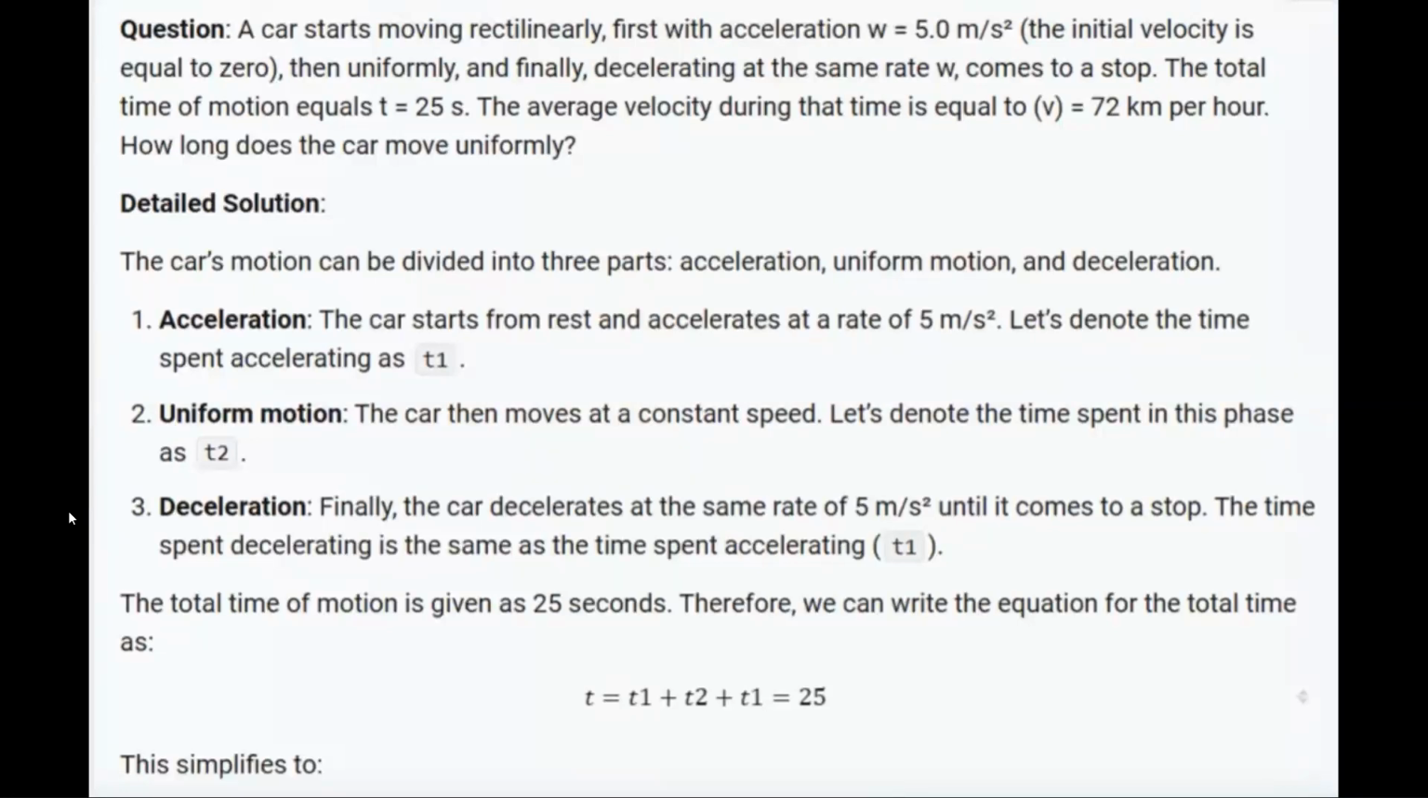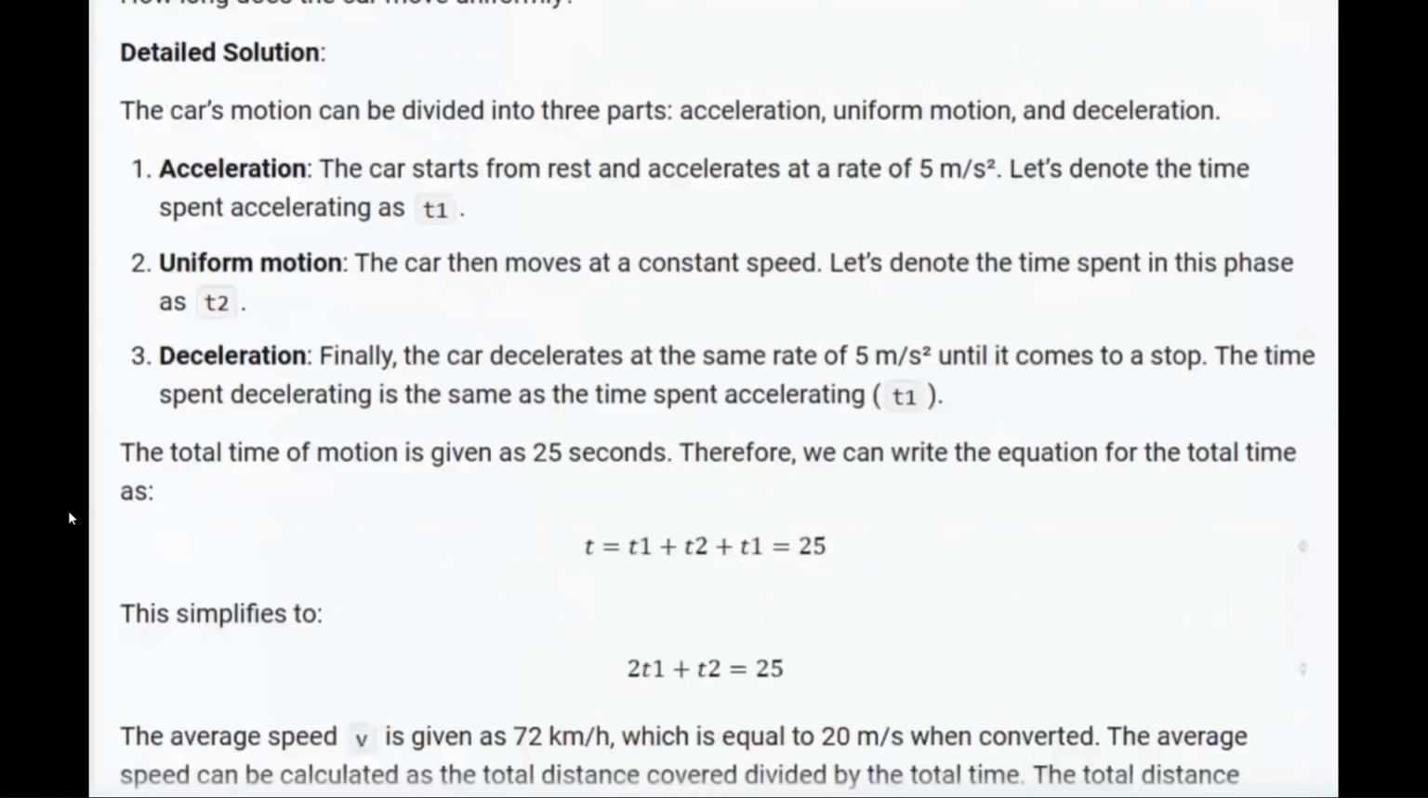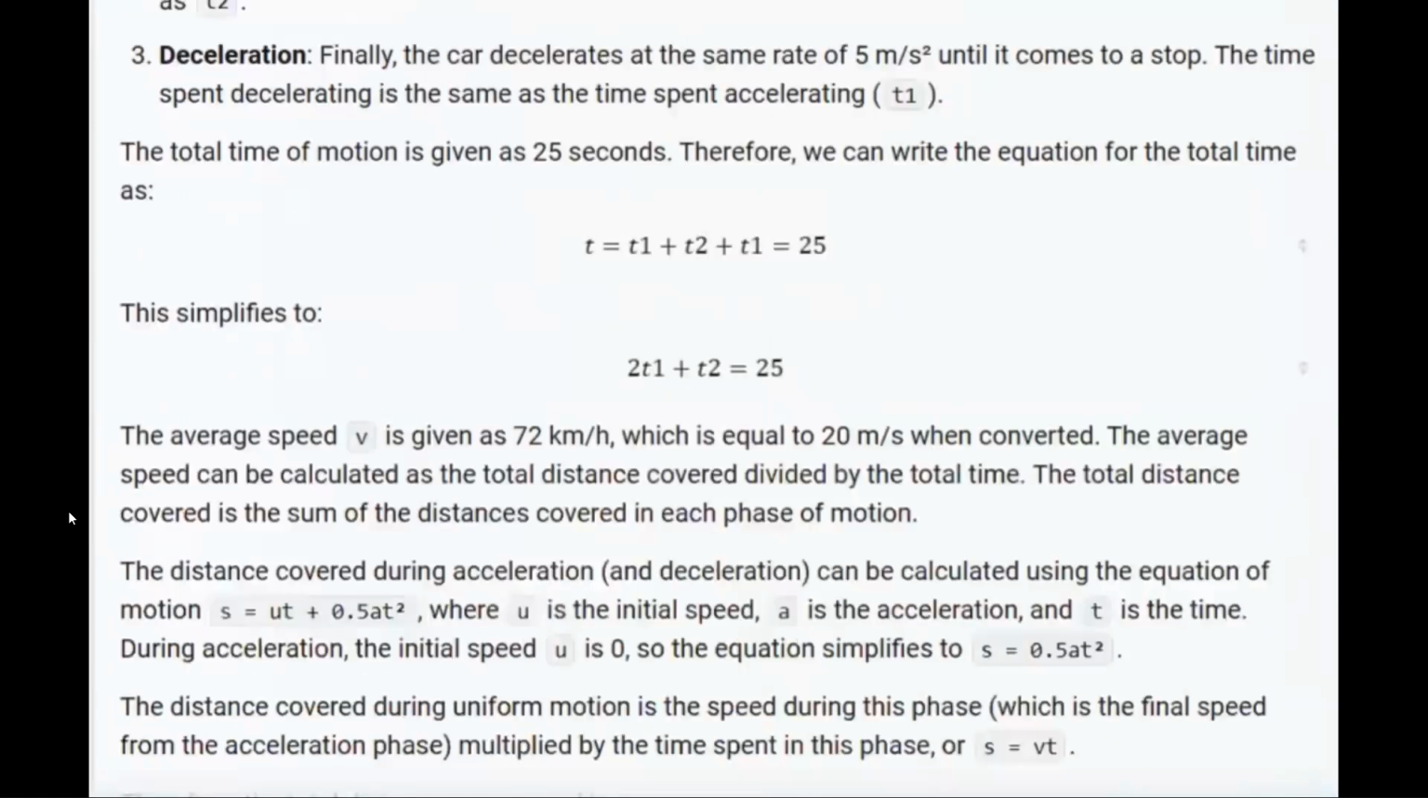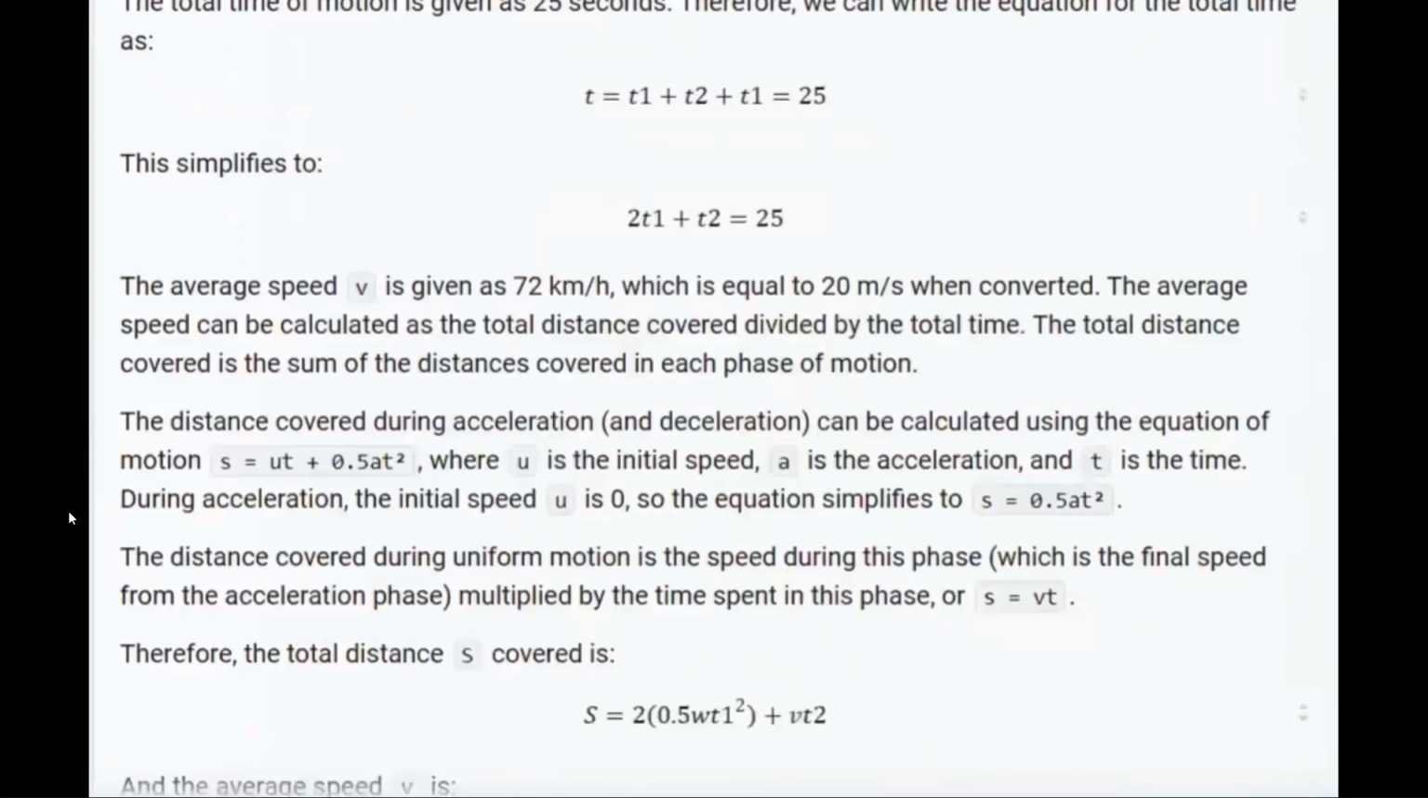Deceleration. Finally, the car decelerates at the same rate of 5 meters per square second until it comes to a stop. The time spent decelerating is the same as the time spent accelerating, t1. The total time of motion is given as 25 seconds. Therefore, we can write the equation for the total time as 2t1 + t2 = 25. The average speed v is given as 72 kilometers per hour, which is equal to 20 meters per second when converted.